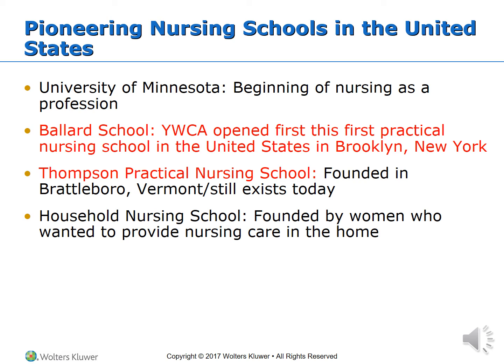The Ballard School, the YWCA opened this first practical nursing school in the United States in Brooklyn, New York. That one was just a program that offered a 3-month course to train women in simple nursing care. And the Ballard School closed in 1949 because of the YWCA reorganization. Another pioneering nursing school in the United States was the Thompson Practical Nursing School, which was founded in Brattleboro, Vermont, and that still exists today.